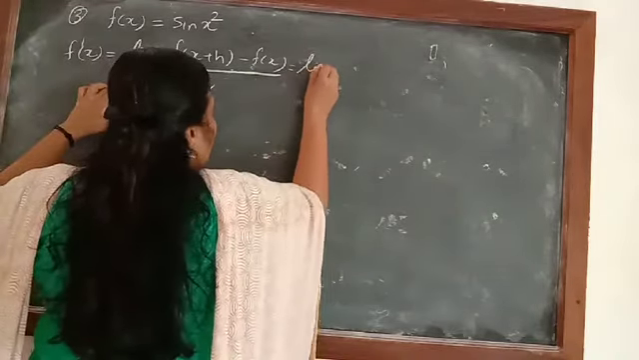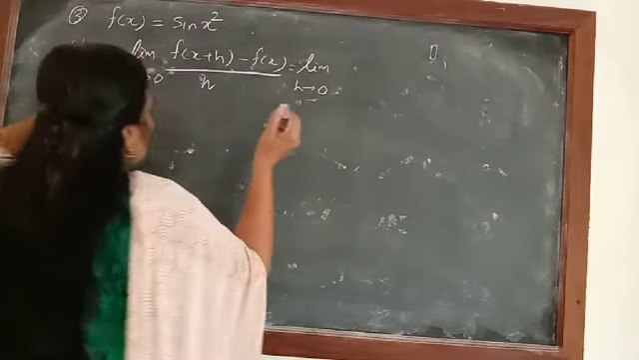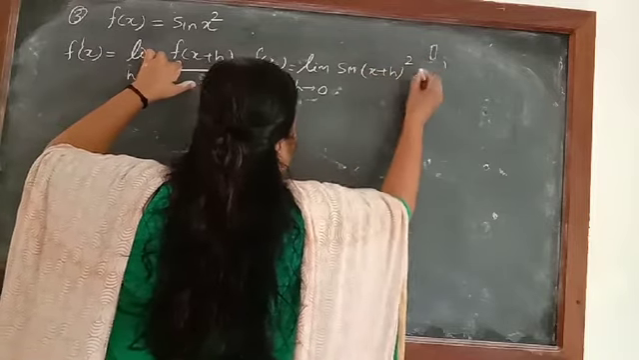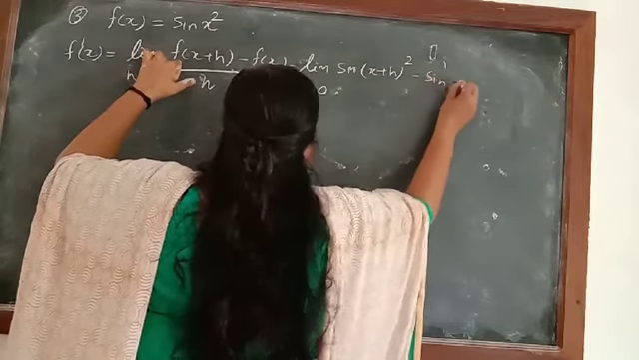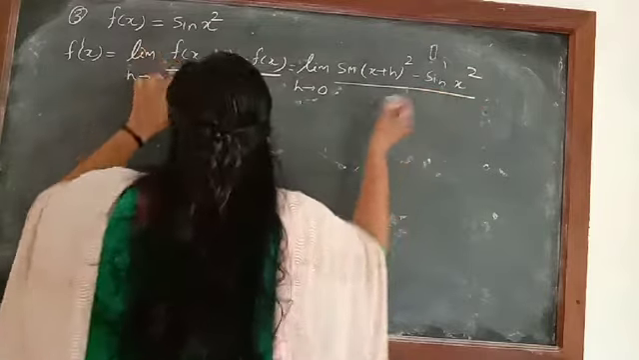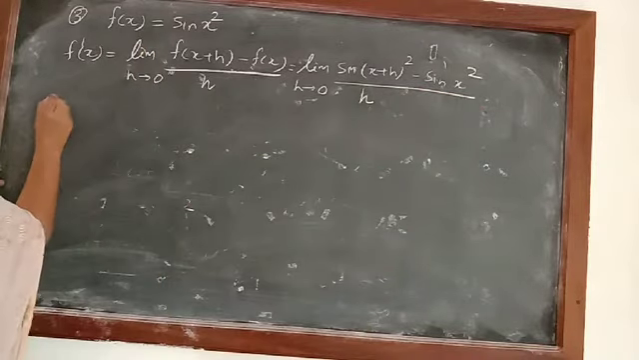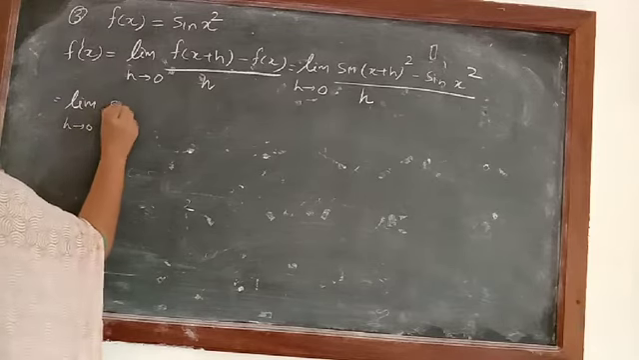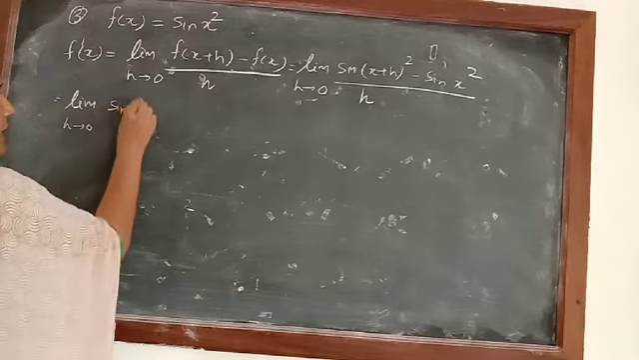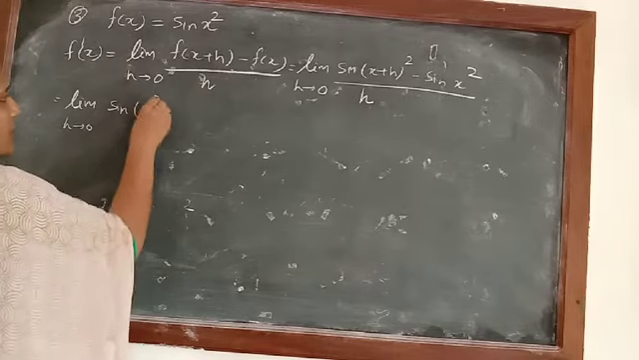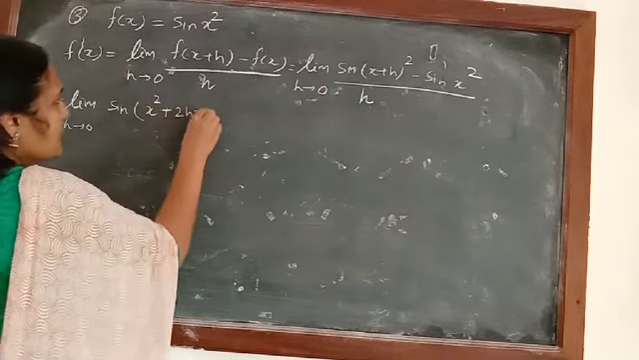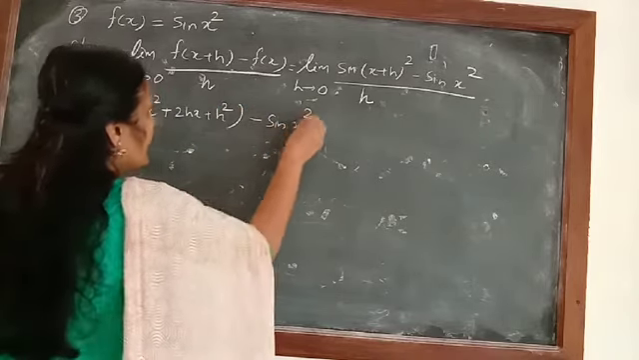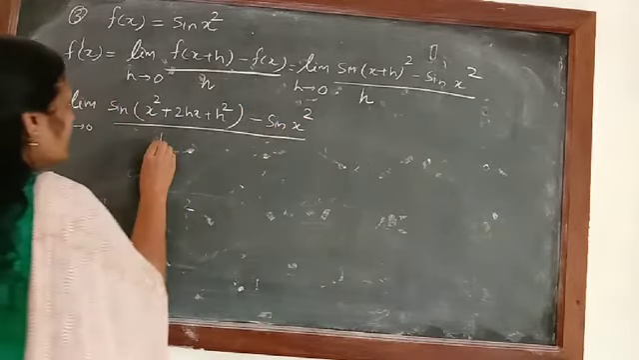Now we will substitute the value, then we will get limit h tends to 0 sin x plus h the whole square minus sin x square whole divided by h. Now we can simplify it. First we can use the identity there, then we will get here sin x plus h the whole square. It will be equal to x square plus 2hx plus h square minus sin x square whole divided by h.